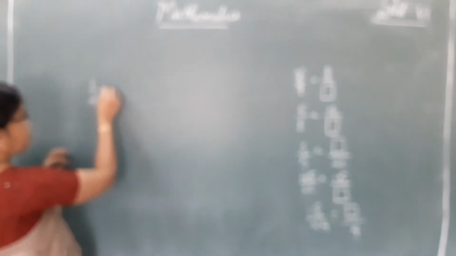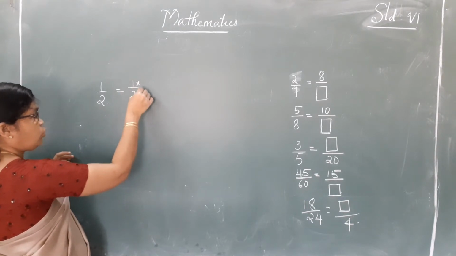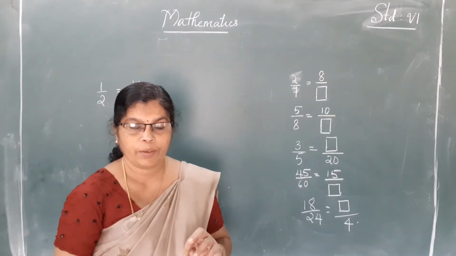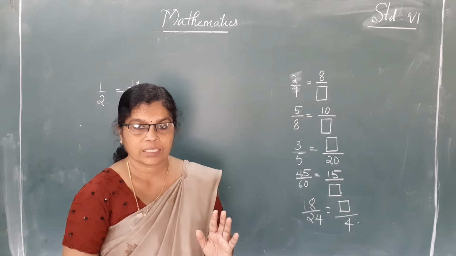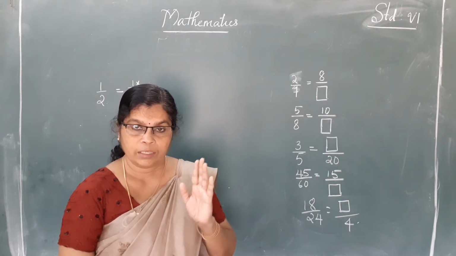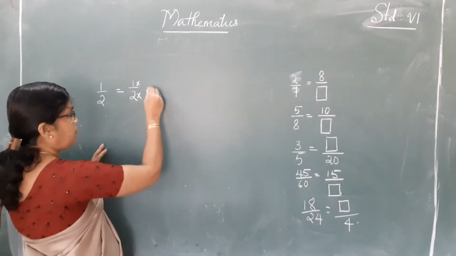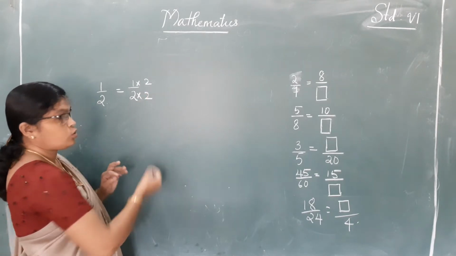1 by 2 is equal to 1 by 2. To get the same fraction, we have to multiply the numerator and denominator by the same number. If we multiply the numerator and the denominator of a given fraction by the same number, numerator we have to multiply and the denominator also we have to multiply by the same number. See, I am going to multiply by 2. Numerator I multiplied by 2, then the denominator also by 2.